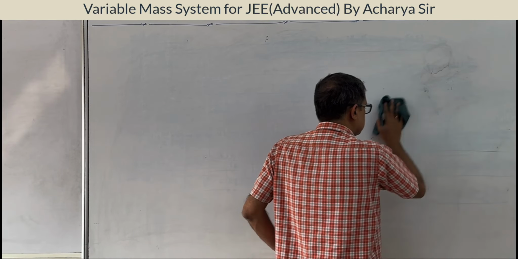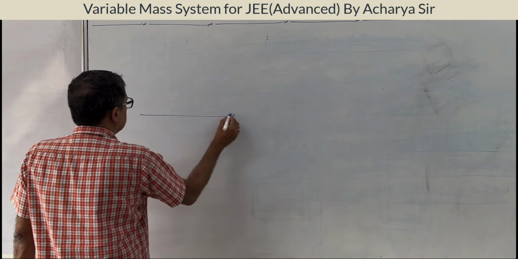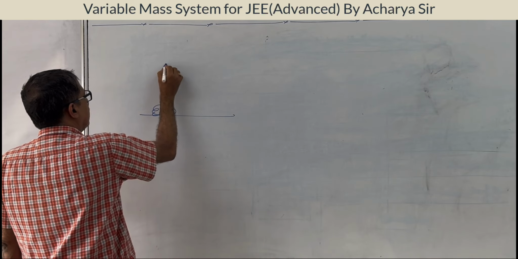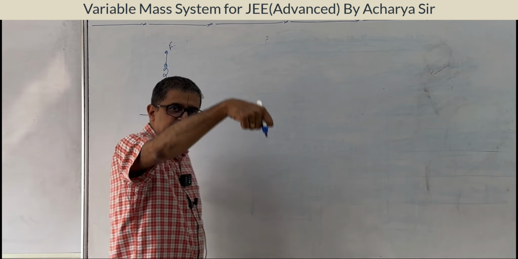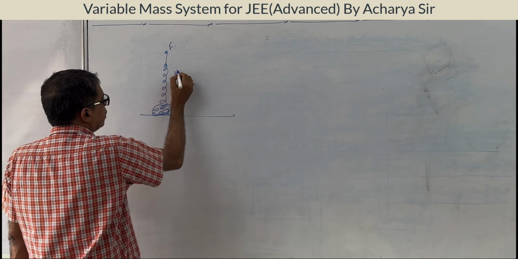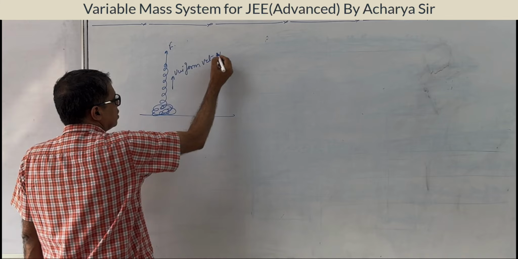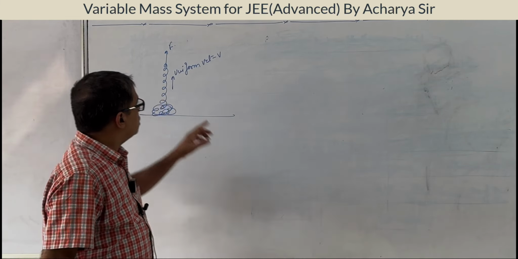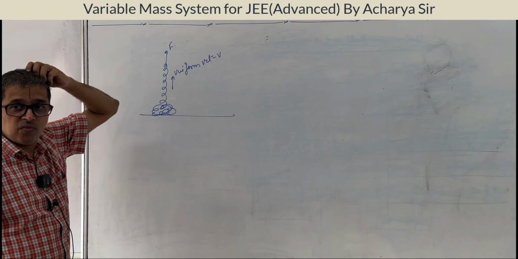Can you take a simple example to explain that? Have a look at this. There is a heap of chain kept here and I am pulling this with a force of F in the upward direction. I am lifting the chain with uniform velocity, which will be V. You are asking me what force I should exert so that I am lifting the chain with uniform velocity.